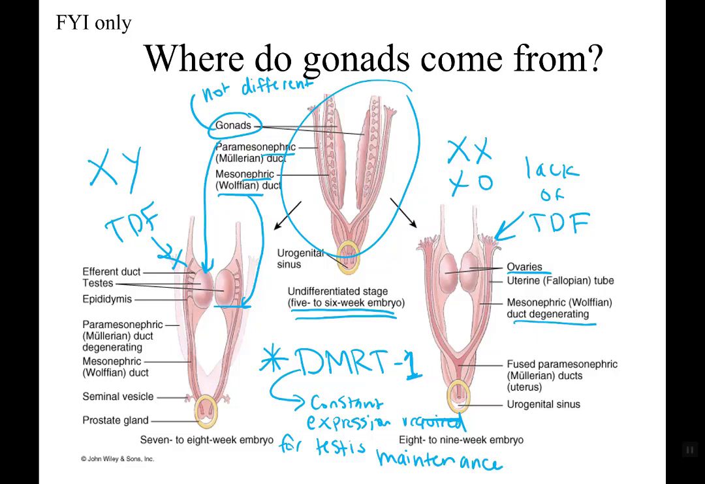So what I wrote there is constant expression is required for testis maintenance, meaning in order for the testes to stay testes and not convert into ovarian tissue, you have to have constant expression of DMRT1. So in experiments with mice, for example, if you knock out DMRT1 in genetically and physiologically male mice, their testes end up reverting to an ovarian state. So it's not only this, it's also this. There's an excellent podcast on all of these developmental processes from Radiolab called Gonads. So if you're curious to learn more about this stuff, because it's really interesting, I recommend you go there.